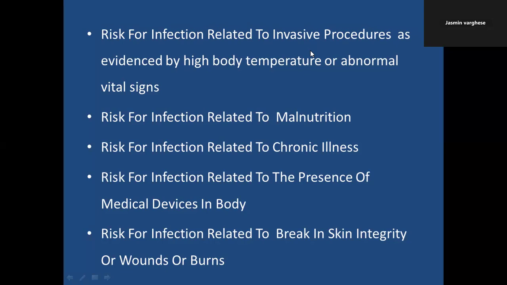Risk for infection related to invasive procedure as evidenced by high body temperature or abnormal vital signs. Second one, risk for infection related to malnutrition as evidenced by what you have observed, that you have to write. Then risk for infection related to chronic illness as evidenced by what you have observed in the patient's situation that you have to write. Risk for infection related to the presence of a medical device in the body as evidenced by what you have observed. Then risk for infection related to break in skin integrity, or risk for infection related to wound, or risk for infection related to burns as evidenced by what you have observed.